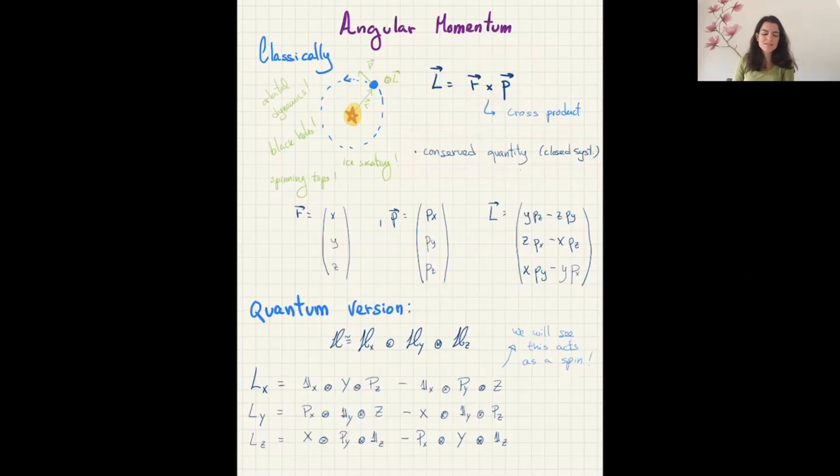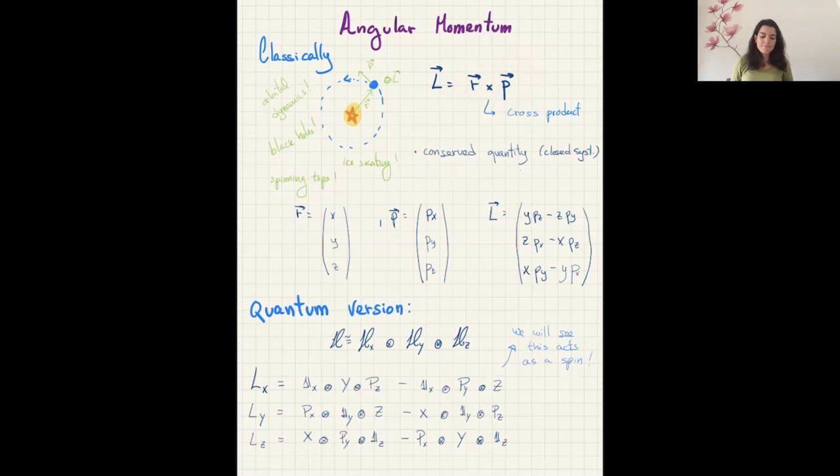So the most standard example we know is this ice skating example, where if you're rotating, if you're spinning, then if you close your arms, you spin faster, right? Because there's conservation of angular momentum. And when you close your arms, what you're doing is you're making R smaller. So P needs to be larger, which means your velocity is larger.